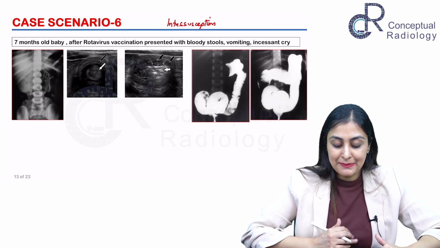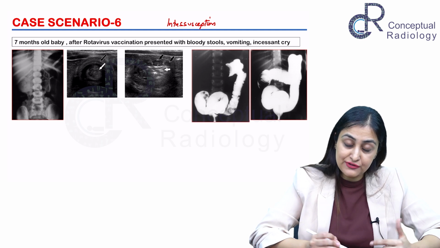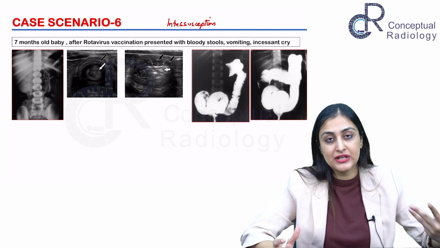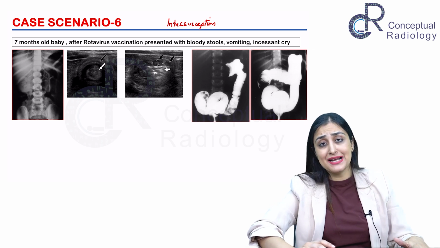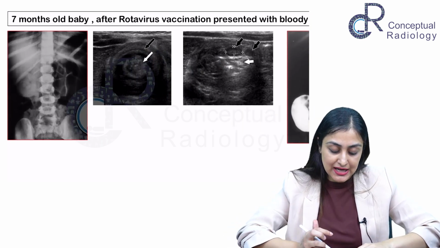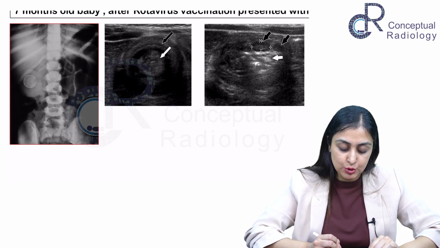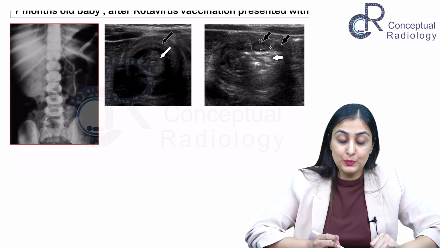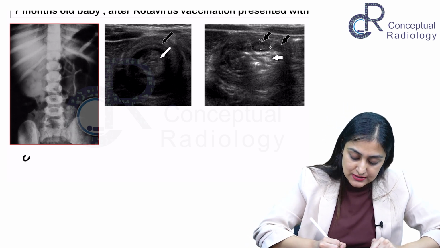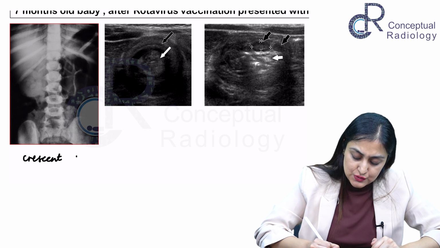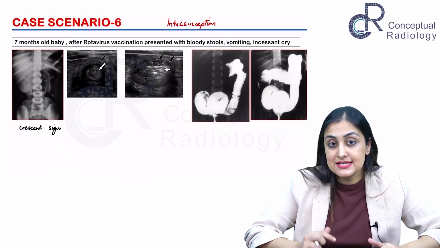Now going back to the imaging, what you're going to see on X-ray is frequently non-specific. You can have a gasless abdomen or non-specific bowel loop dilatation. But a specific sign is this, wherein you see one bowel loop inside the other bowel loop, with air entrapped between the two, giving rise to the crescent sign. This is something which is specific but not very sensitive.